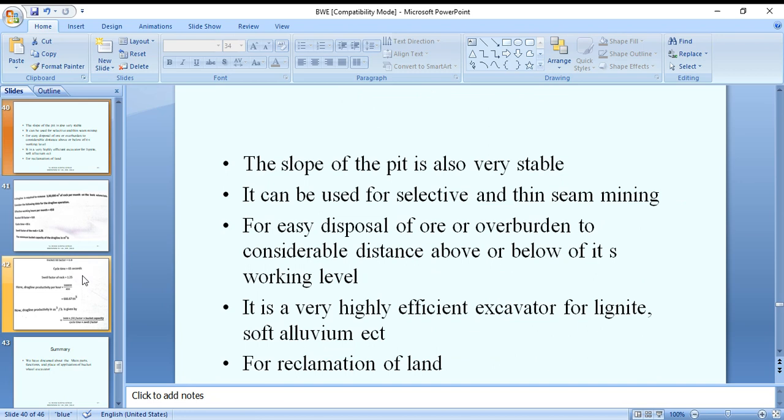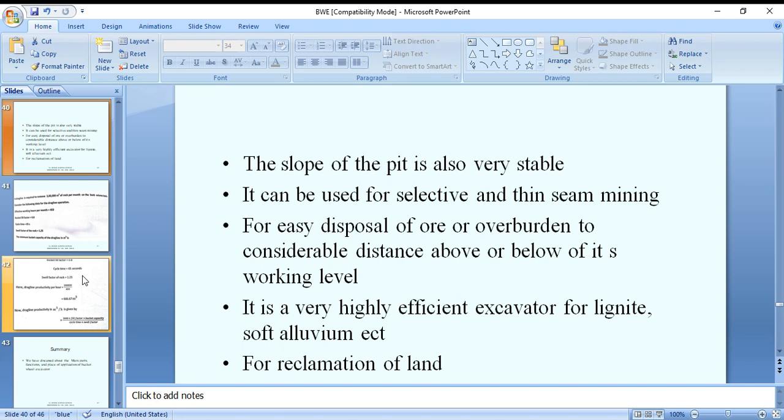The slope of the pit is also very stable. It can be used for selective and thin seam mining. That is very important for easy disposal of ore and overburden to a considerable distance above or below its working level.